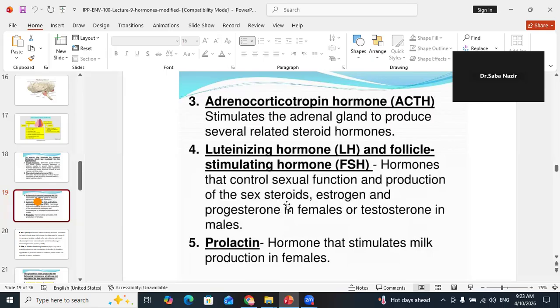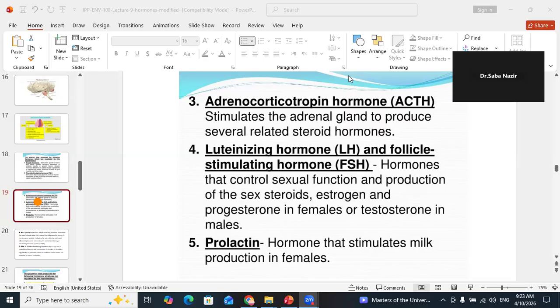Follicle is the other word for egg. So follicle stimulating hormone will cause the eggs to get mature, and luteinizing hormone will cause the eggs to release out of the ovary, so they are available for the process of fertilization. The other sex hormones, estrogen, progesterone and testosterone, are produced from the ovary and the testis. Okay, the next one is prolactin.